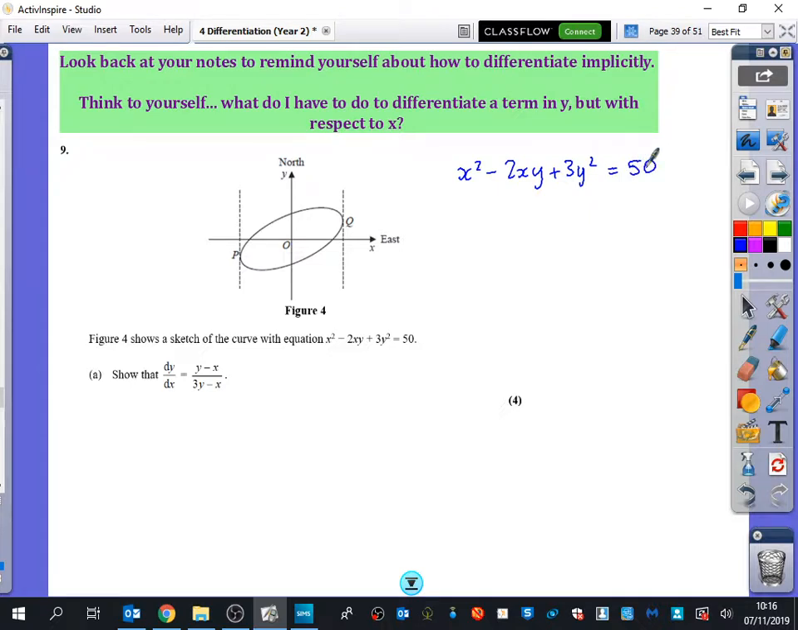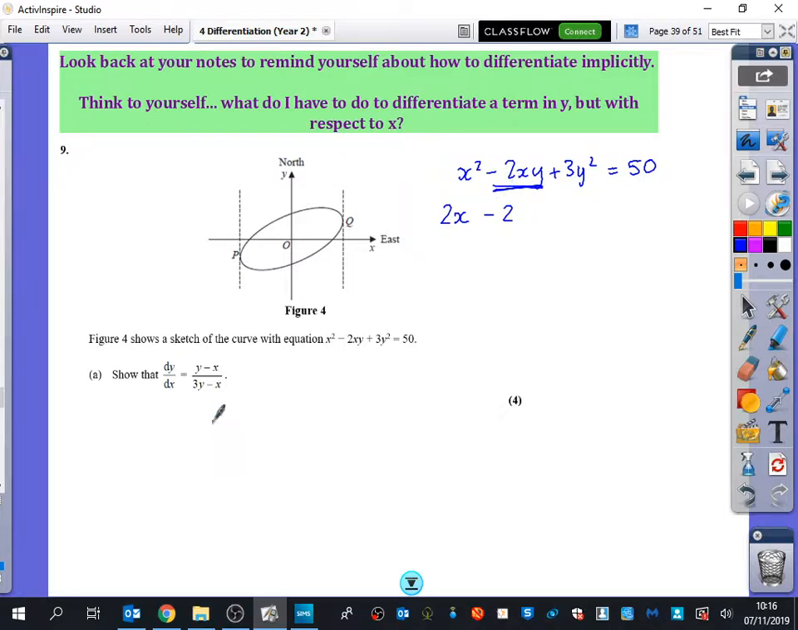Rayhan, do you want to talk me through this differentiation? So differentiating x squared normally equals 2x. Yep. The next one comes to minus 2, and then brackets x dy by dx plus y, minus 2x dy by dx. I don't think you get that. Why don't we do this bit a little bit more slowly?